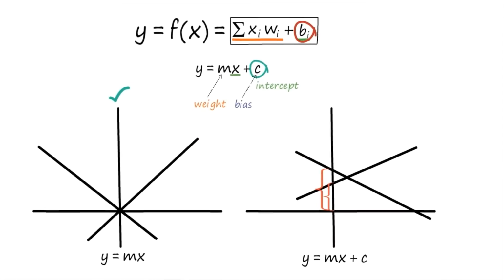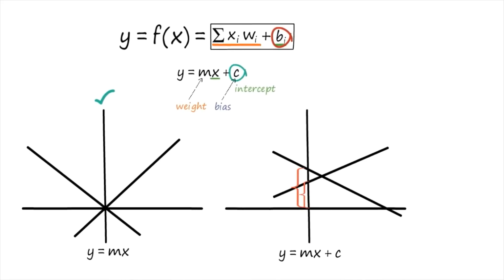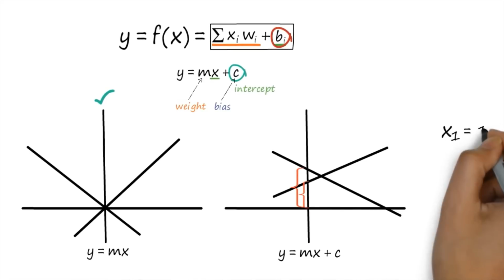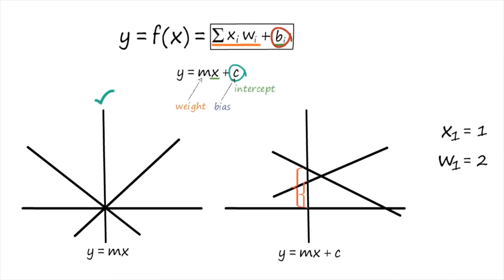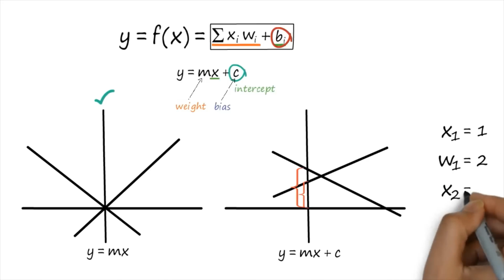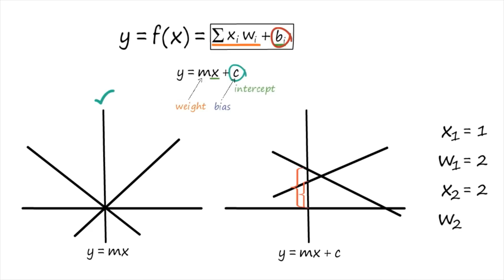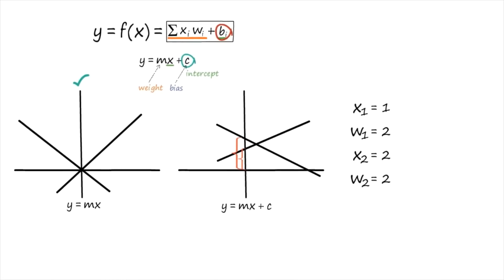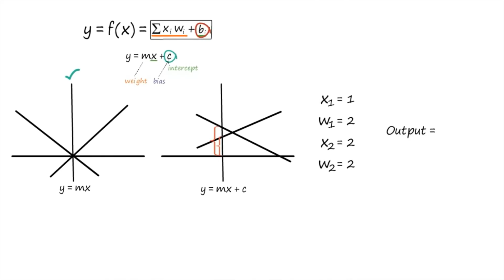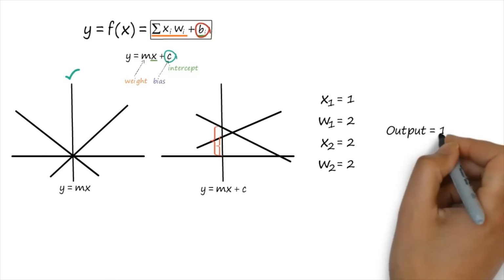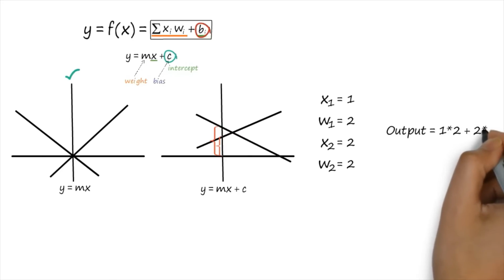Now let me write one simple mathematical example. Say I have the first input as 1 and the weight associated with this input is say 2. And the second input is say 2 and the second weight is say 2. According to the equation we have learned so far, we can calculate the output of the neural network as input into weight plus second input into weight. So it will be 1 into 2 plus 2 into 2.